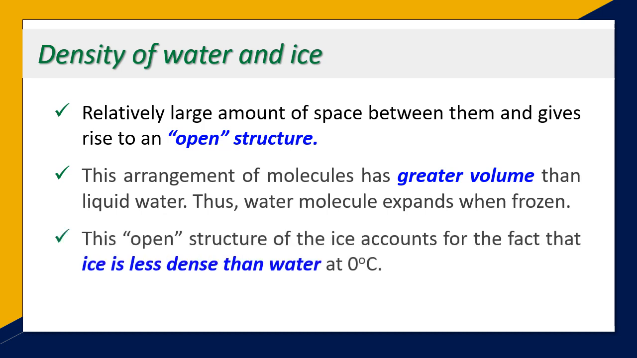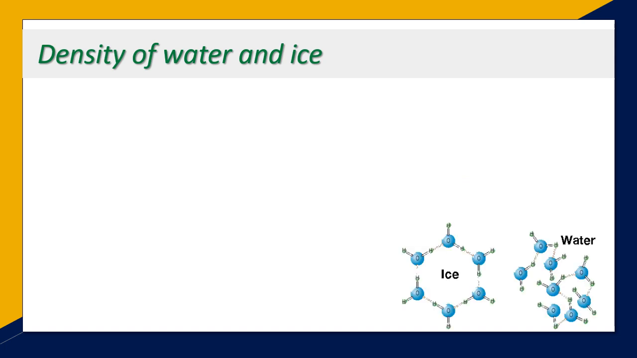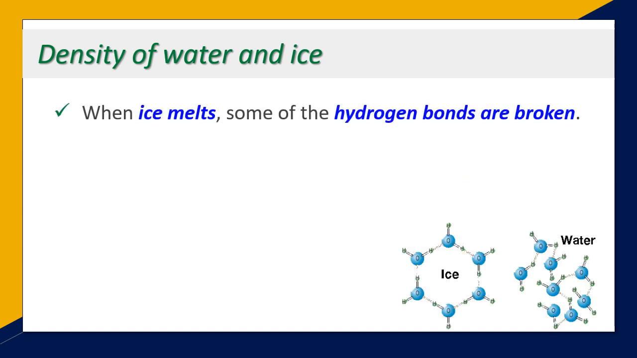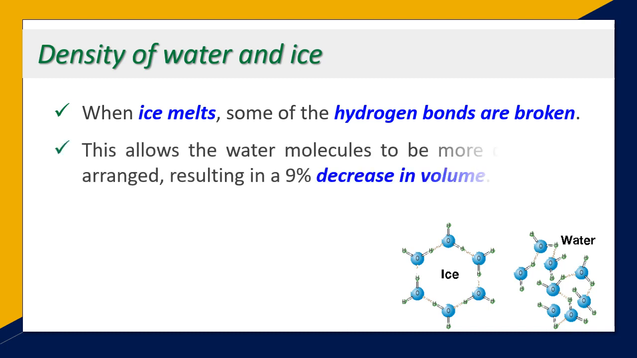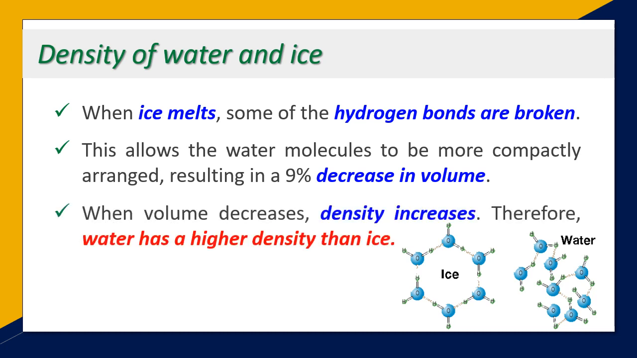This open structure of ice accounts for the fact that ice is less dense than water at 0 degrees Celsius. When ice melts, some of the hydrogen bonds are broken. This allows the water molecules to be compactly arranged, resulting in a 9% decrease in volume. When volume decreases, the density increases. Therefore, water has a higher density than ice.